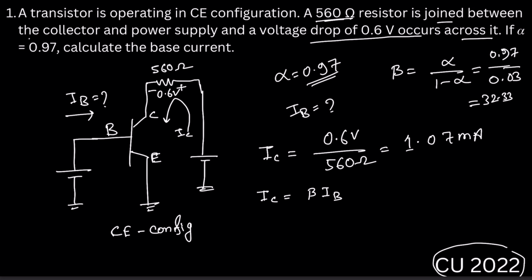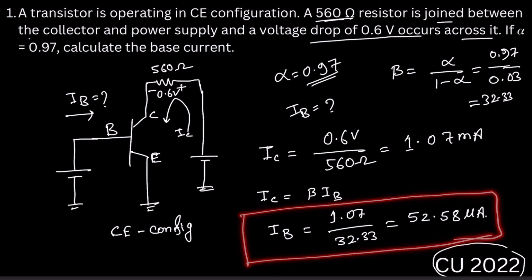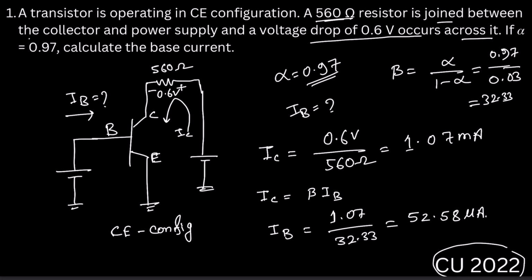So if we put this in this equation, then IB equal to 1.07 milliampere divided by 32.33. Okay, so then we will get 52.58 microamps. So this will be the answer. The value of IB will be 52.58 microampere. Okay, so let's go to the next question.